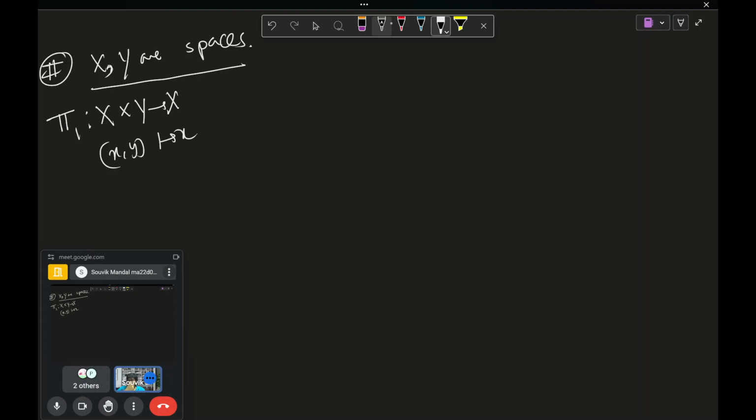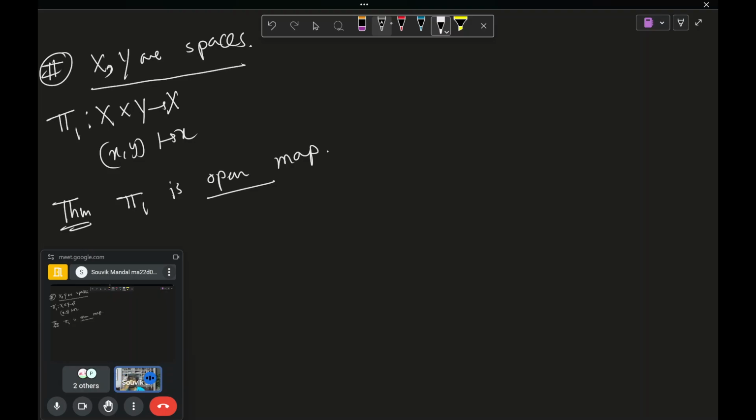The theorem is that pi one is open. This is what we need to check: pi one is an open map. First of all, try to understand that this makes sense. Open map means we need to show that pi one takes open sets to open sets. Now on X cross Y we have the product topology, so there are some open sets in X cross Y.